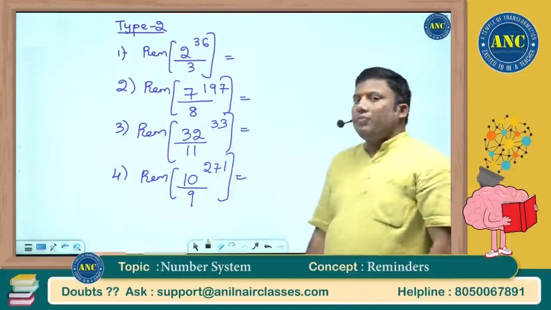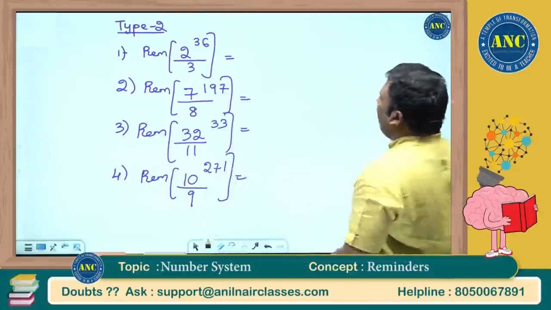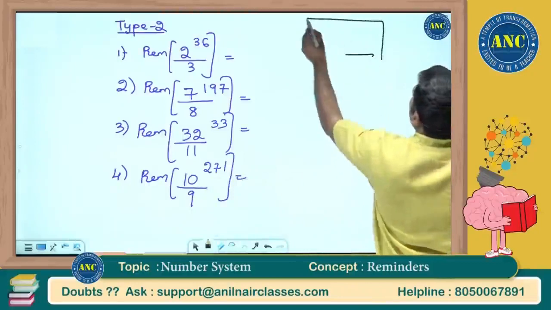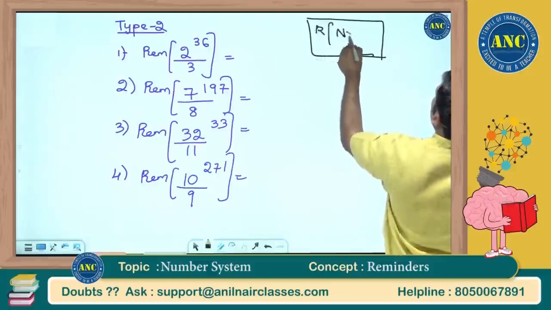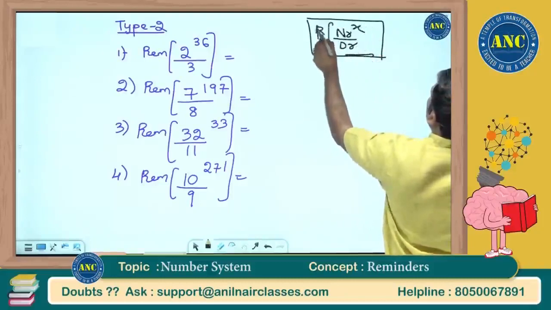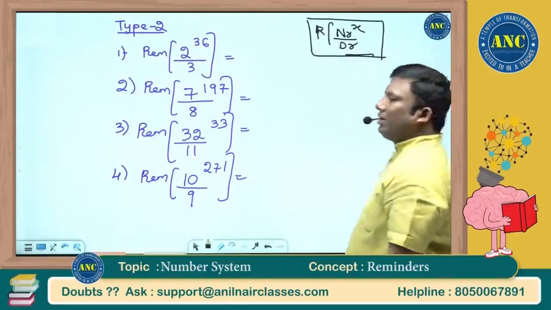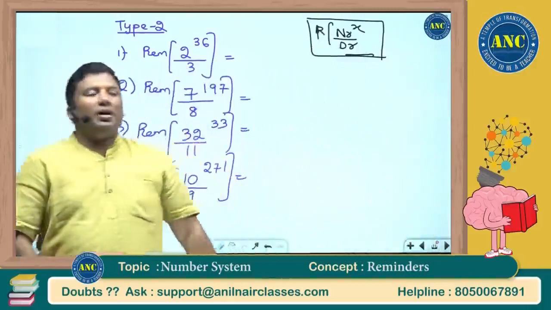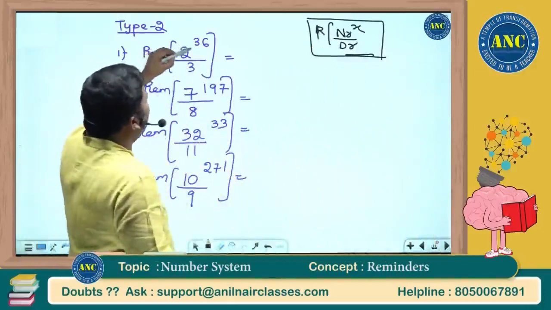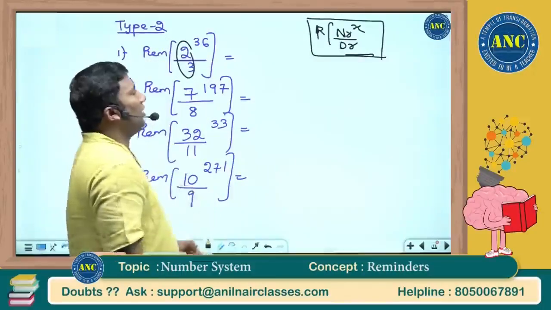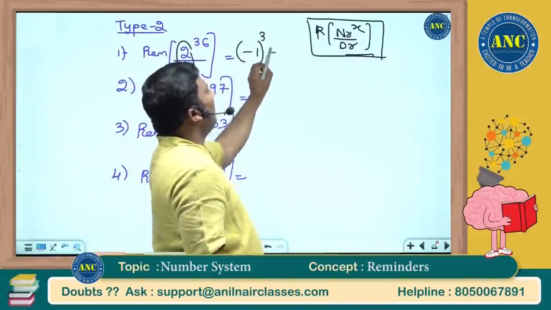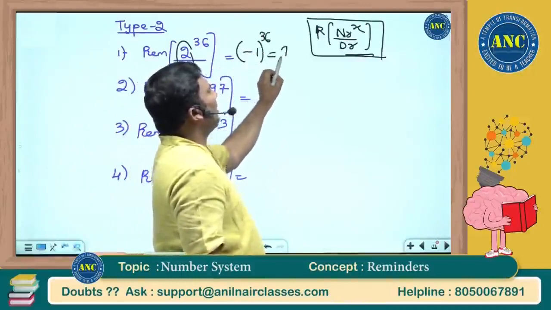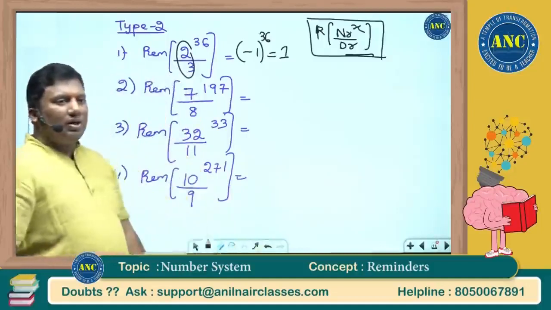Now see here. 2 power 36 divided by 3. We are solving problems which are of the form numerator power x divided by denominator. Just divide the numerator by denominator. 3 ones are 3. It is minus 1. Attach the same power as it is. Minus 1 power even number. Answer is nothing but 1.